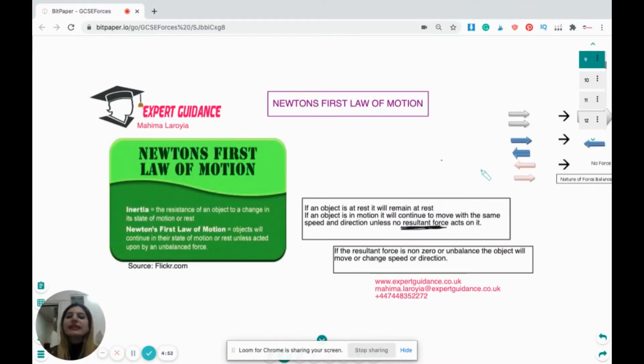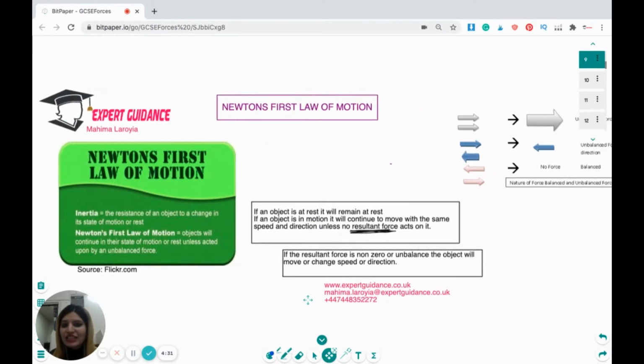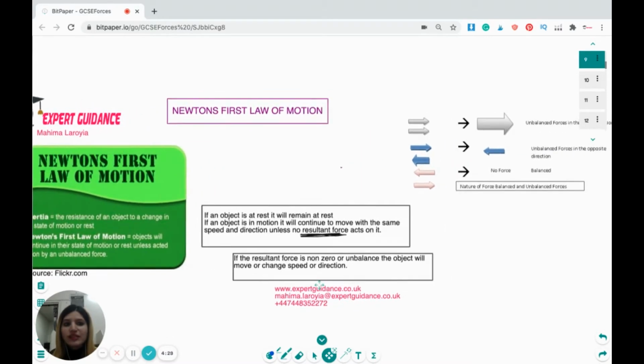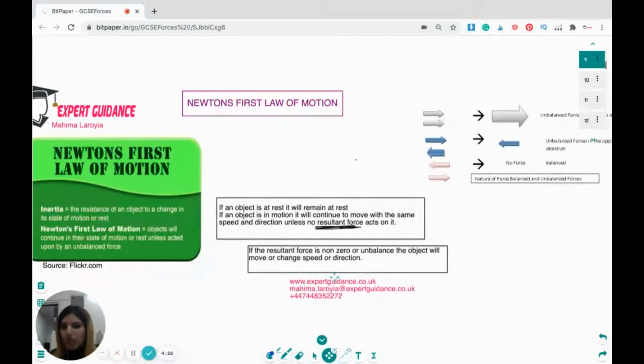Now let's see how this concept can help us explain Newton's first law of motion. Newton's first law of motion says that, as we just discussed, if the object is at rest, it will remain at rest, and if the object is in motion, it will continue to move with the same speed and direction unless a resultant force acts on it. So if the resultant force is non-zero or unbalanced, the object will start to move or change its speed and direction.